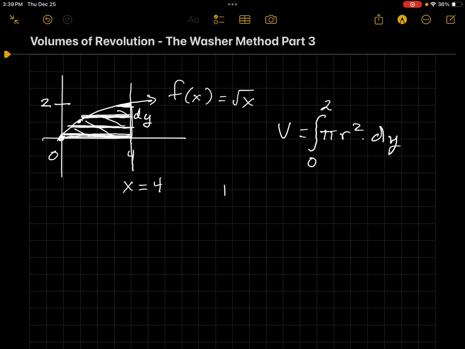The only thing missing, of course, is our radius. As always, the length of something is big minus small. Now in this case, it's going to be our big x minus our small x. So if y equals the square root of x, then x equals y squared.